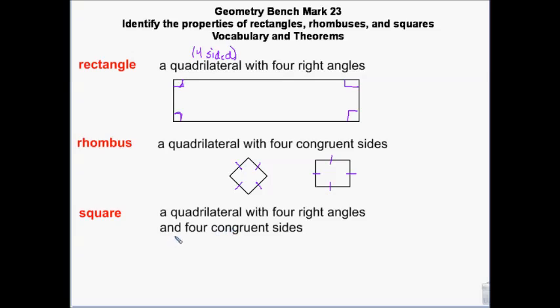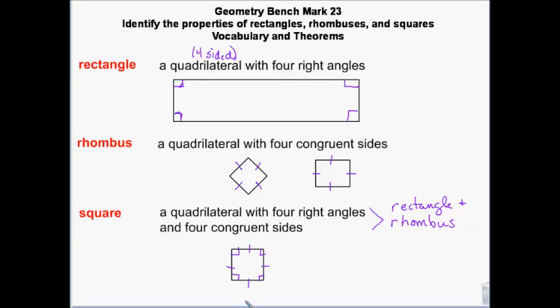Now, a square is a quadrilateral with four right angles and four congruent sides. So squares are a rectangle and a rhombus at the same time. Okay, so with a square, that's not a square. Still not square. There we go. We have four congruent sides and four right angles.